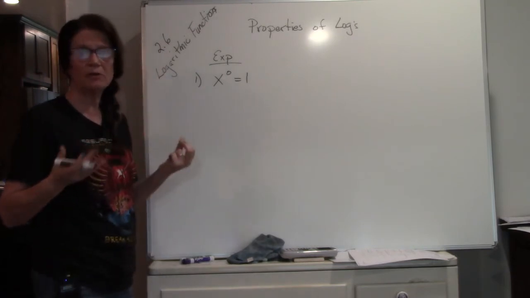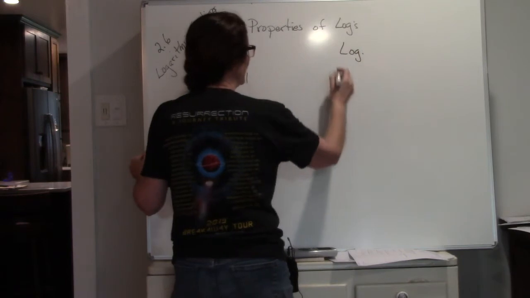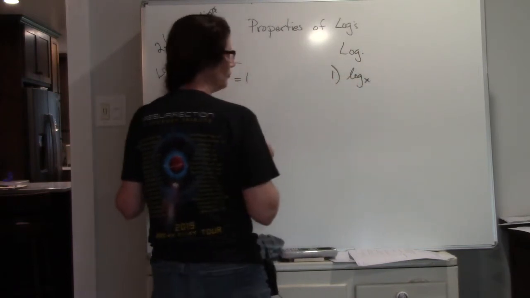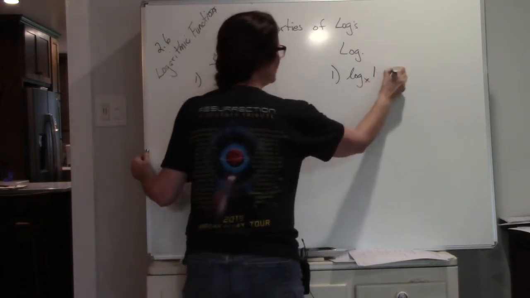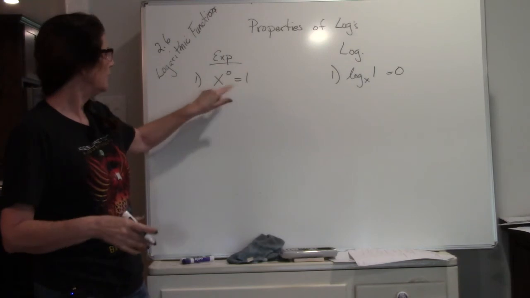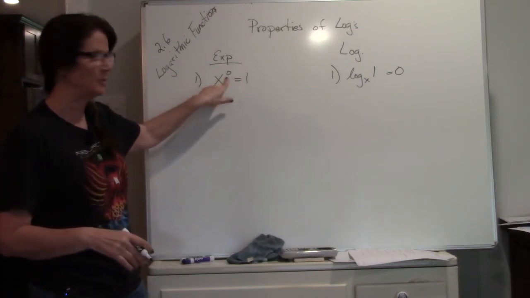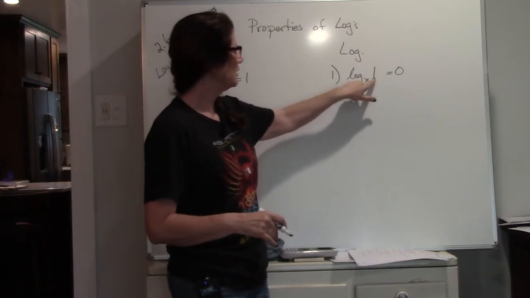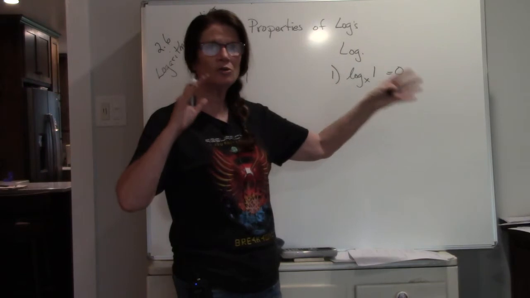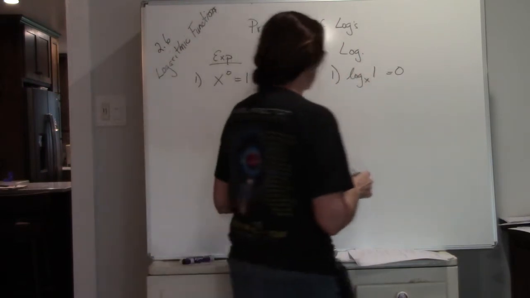Okay, so the first one is when you have x raised to the 0 power, or anything raised to the 0 power, is just 1. As a log, it says log of whatever my base is of 1 equals 0. So again, all I'm doing is rearranging it. Here's my base, here's my total, here's my exponent. Anytime we're going back and forth between exponents and logs, it's just a rearrangement of the positions.